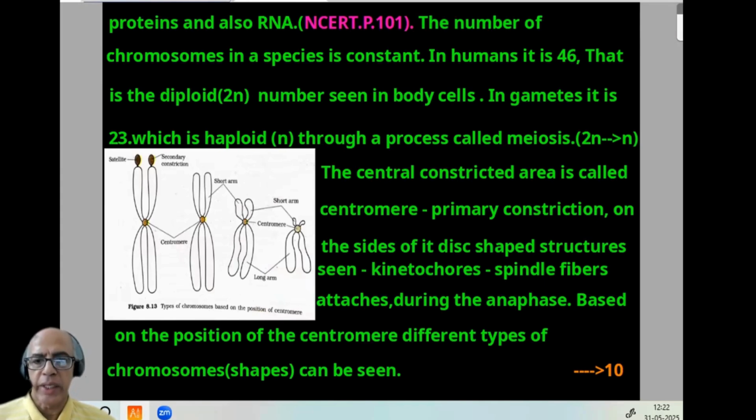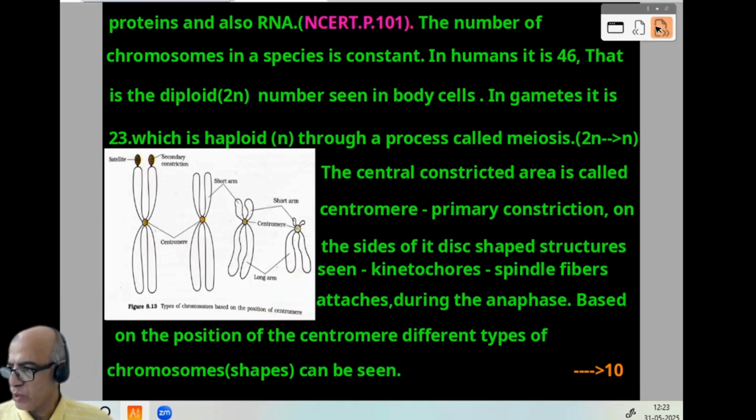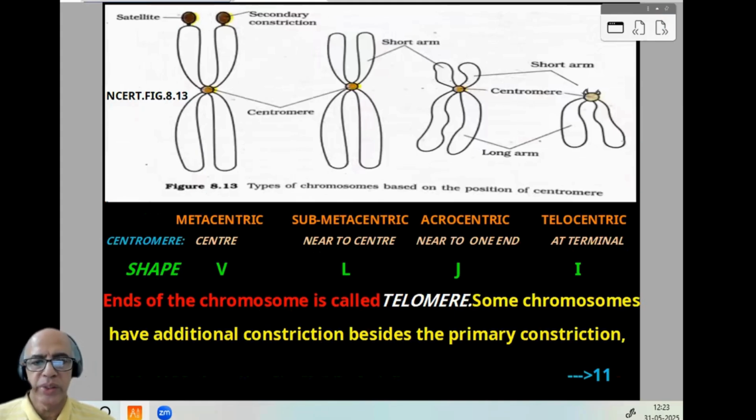Then the central constricted area of a chromosome is called the centromere, primary constriction. On the side of it, we can find disc-shaped structures called kinetochores. Spindle fibers attach to kinetochores during anaphase in cell division. Then based on the position of the centromere, there are different types of chromosome, a famous question, NCERT diagram-based question, almost in all NEET exams you can find this question, theory also.